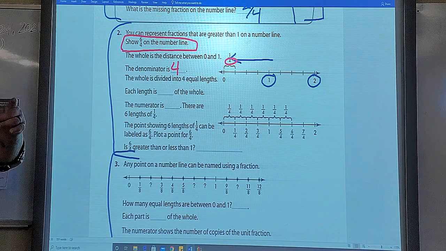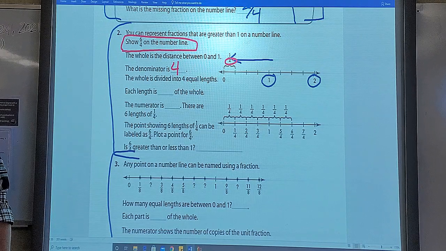Is that your old packet? Yeah. Go ahead and turn it in the black basket on the right.